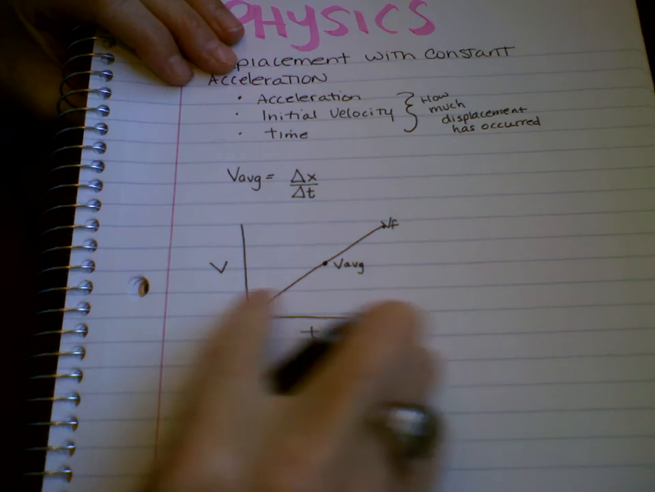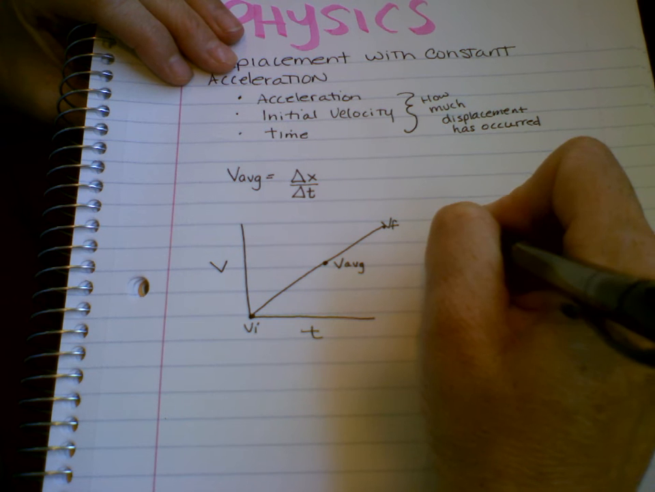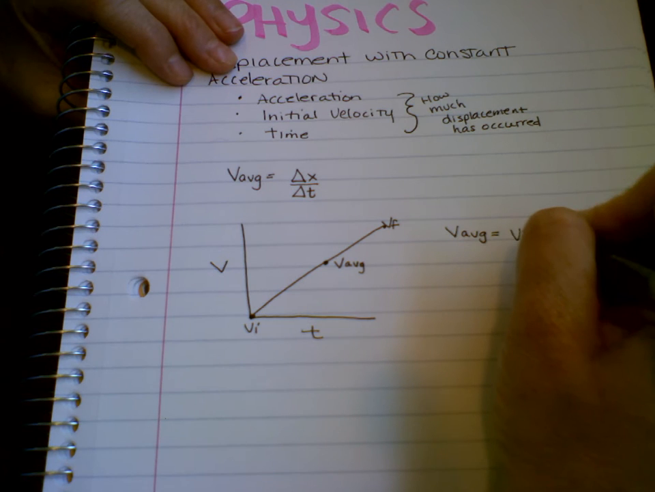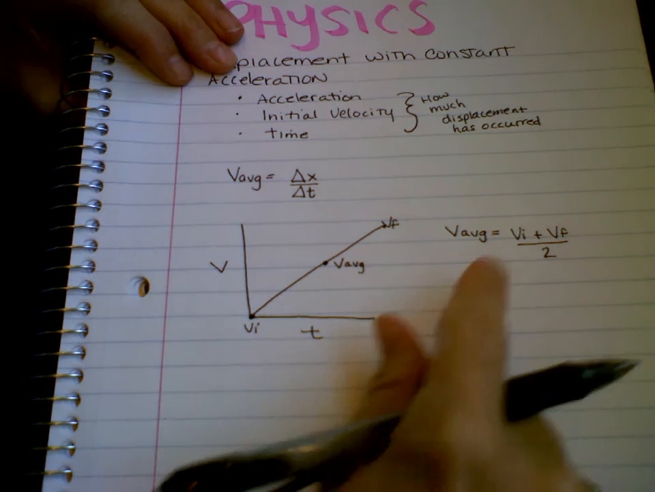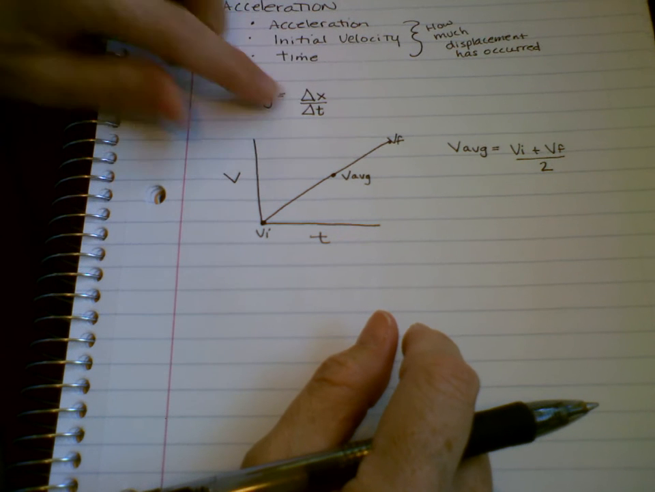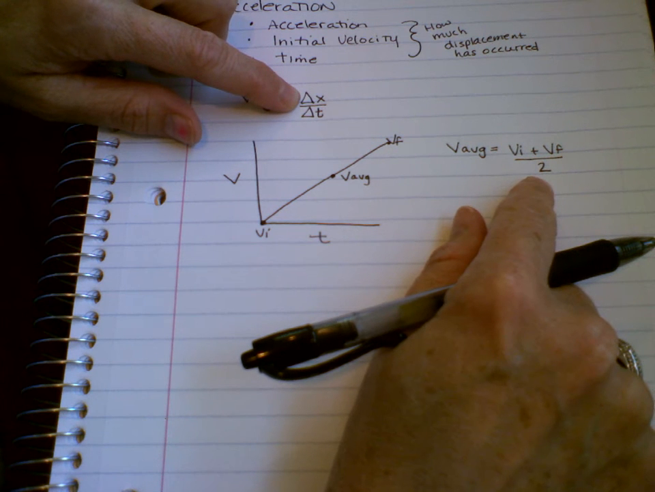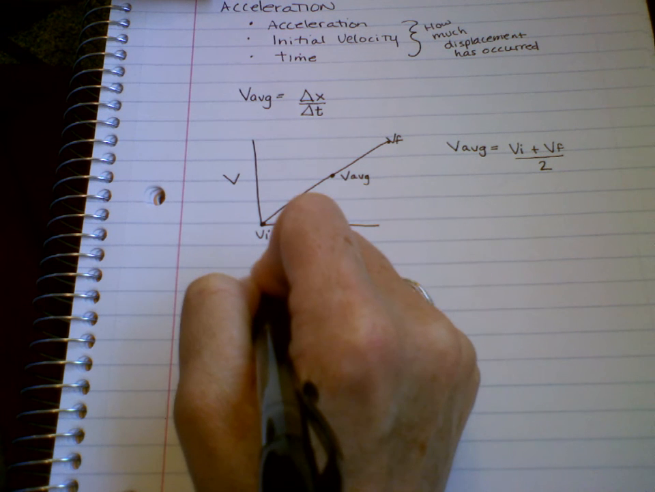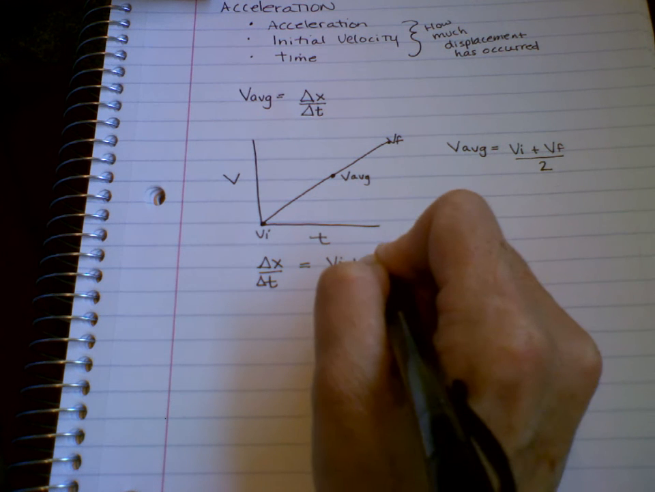We can mathematically express this as average velocity equals v sub i plus v sub f, divided by 2. This only works with constant acceleration. If this was a curve, we couldn't use this. So what we can do then is set this expression of average velocity equal to the other expression of average velocity: delta x over delta t equals v sub i plus v sub f over 2.